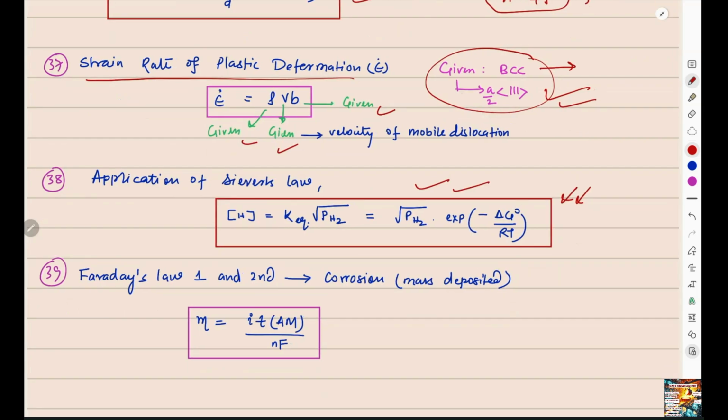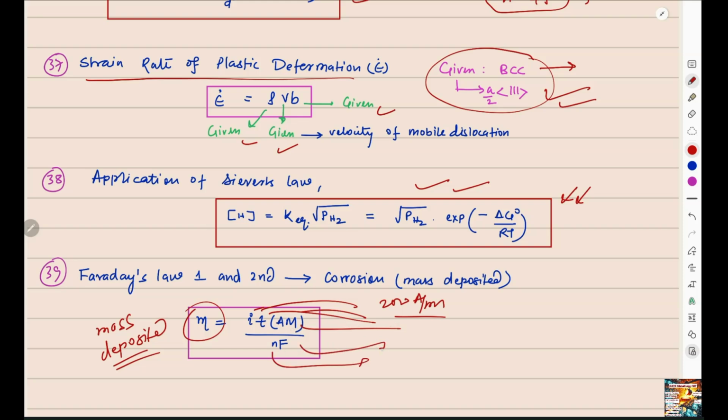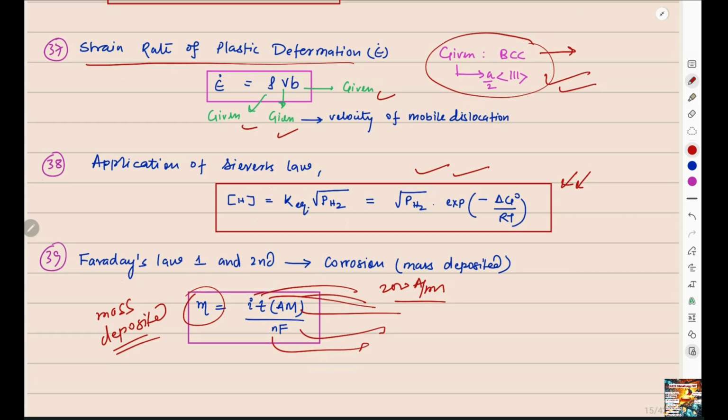One more question is from Faraday's law, where we have to calculate the mass deposited, and we are given all the values like current density of 200 ampere per meter square, the time, the atomic mass, and the Faraday constant. So we substitute the values and get the answer. Now we are done with the questions. These are all the questions we have collected.